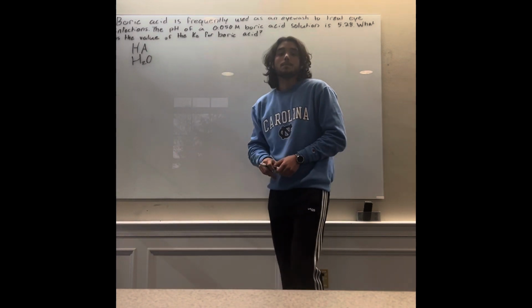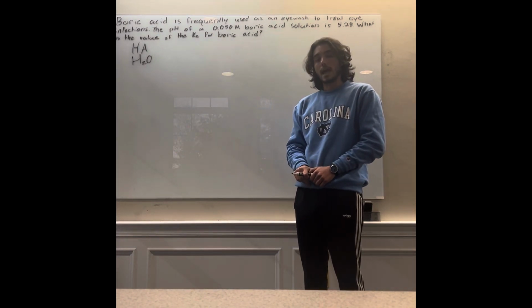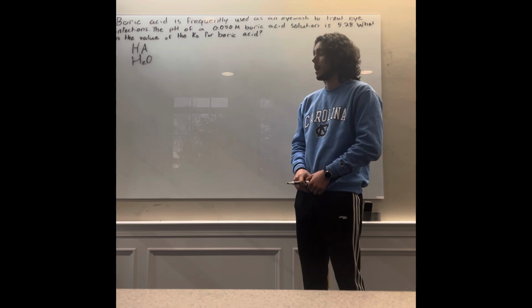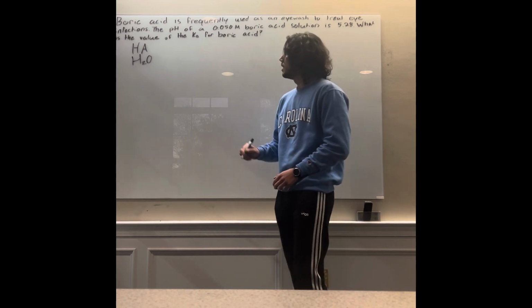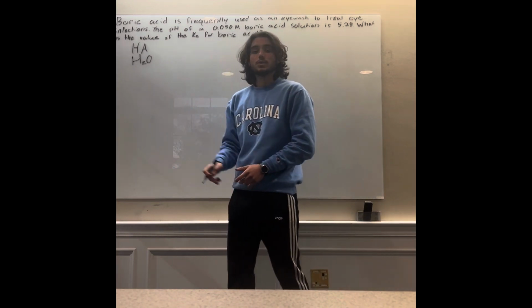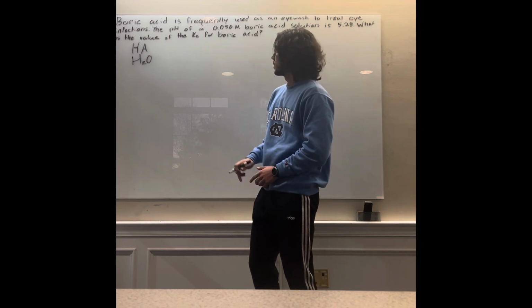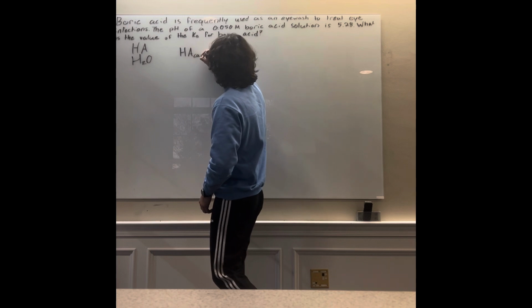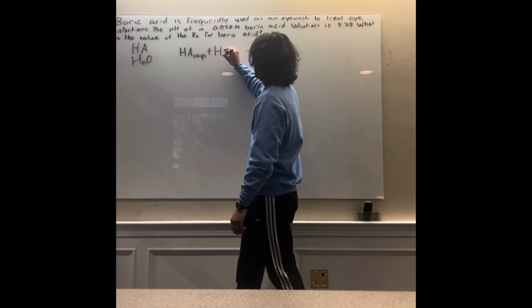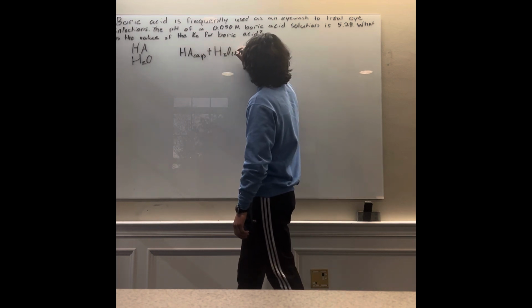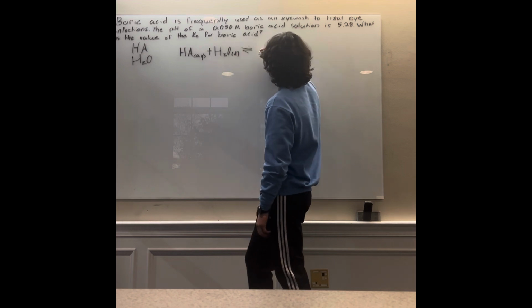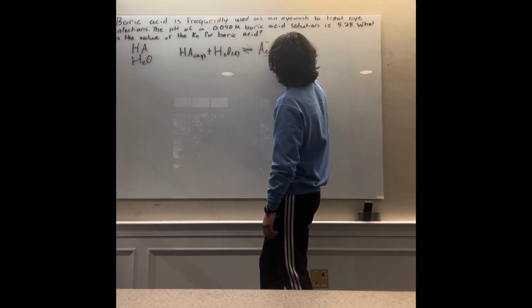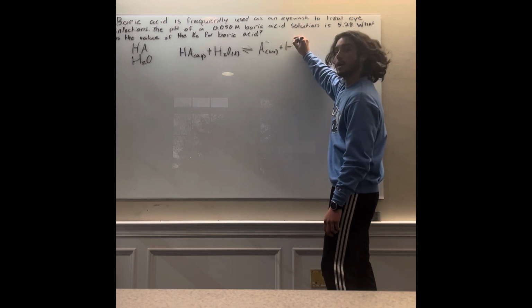Now, the rule of thumb is that our strongest acid will react with our strongest base. Here, our only acid is our boric acid, which will react with our water, which will act as a base. And so we can write the reaction: HA plus water will react to form A minus, the conjugate base, and hydronium.